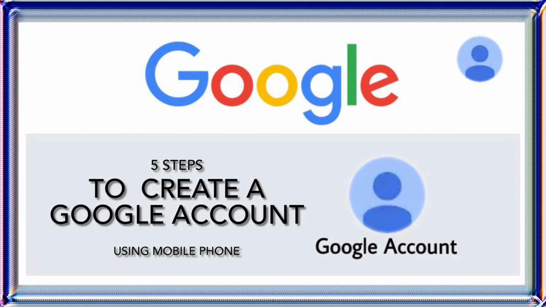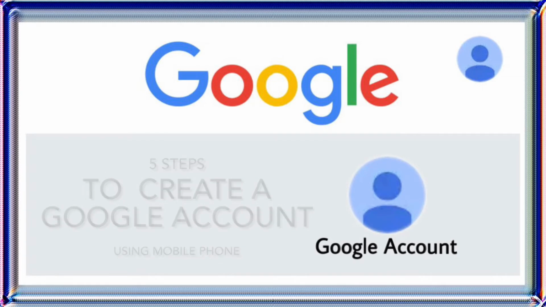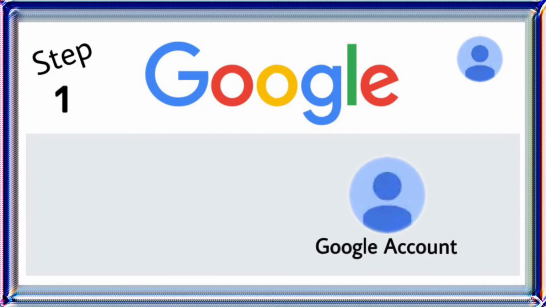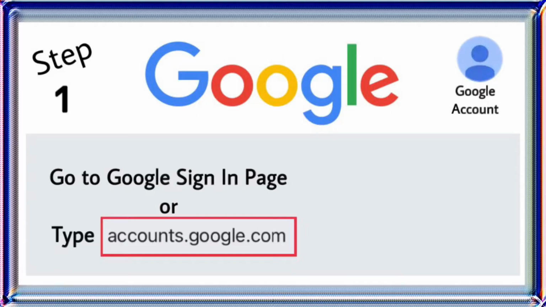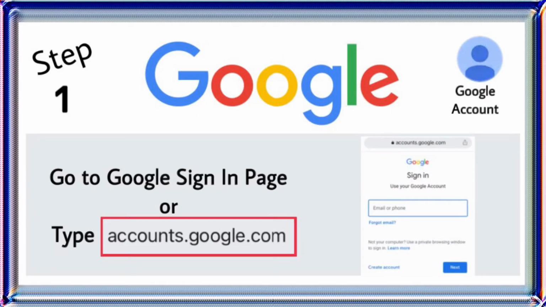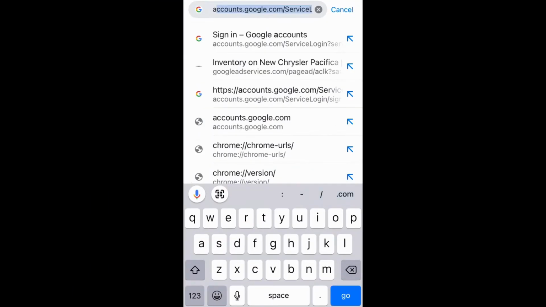Here are the 5 steps to create a Google account using mobile phone. Step number 1. Open any browser that is available in your phone. And then, go to Google sign-in page or type accounts.google.com.